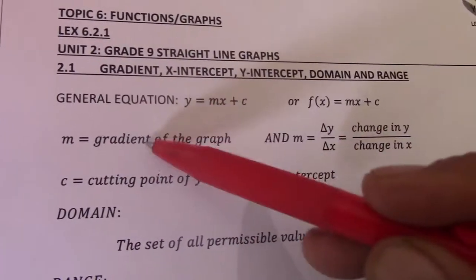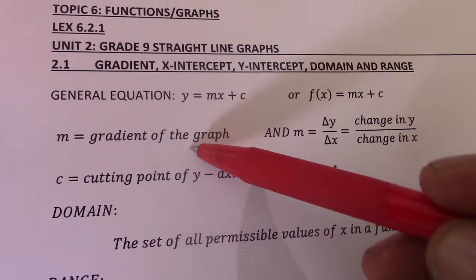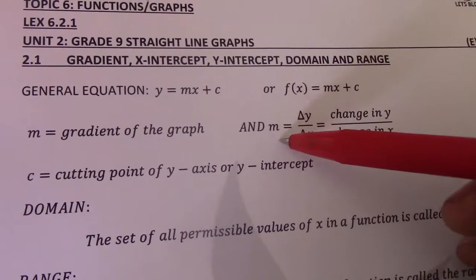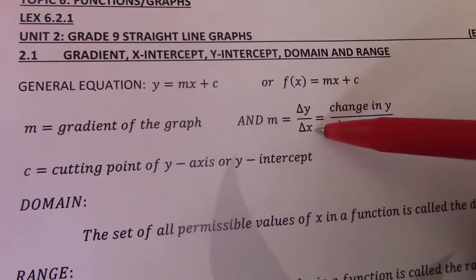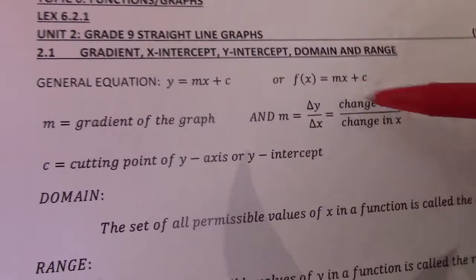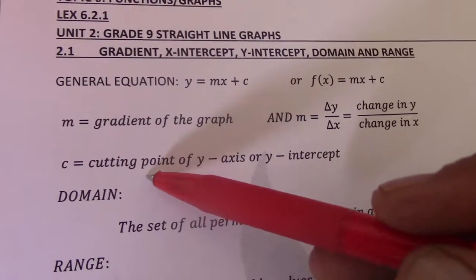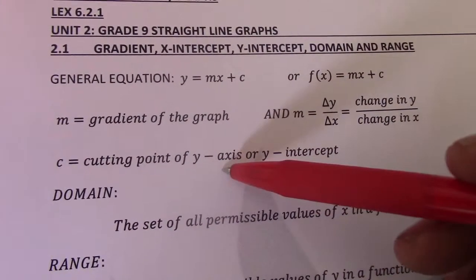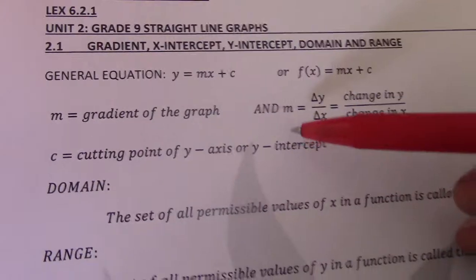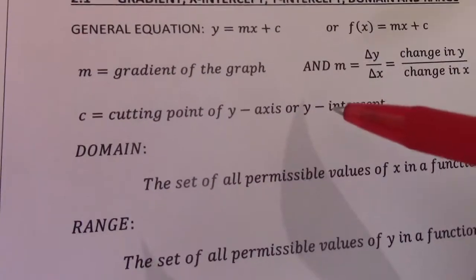M specifically represents our gradient, right? And we find this, we say m is the change in y over the change in x, right? In grade 8 and 9, they like to talk of c as a cutting point of the y-axis, but actually we just refer to it as a y-intercept, meaning the line goes through the y-intercept.